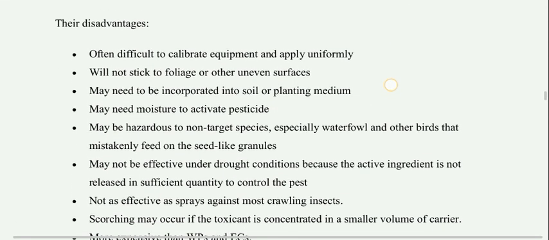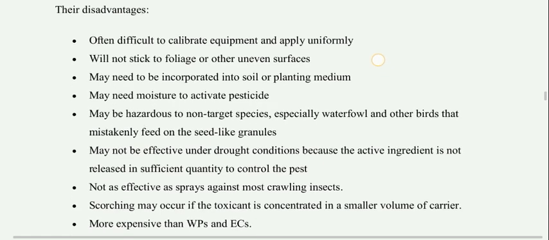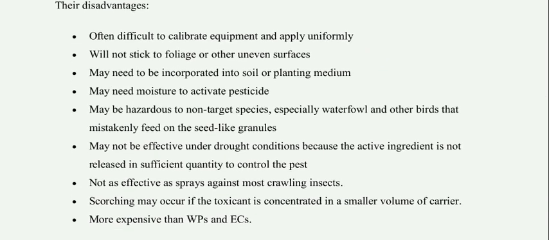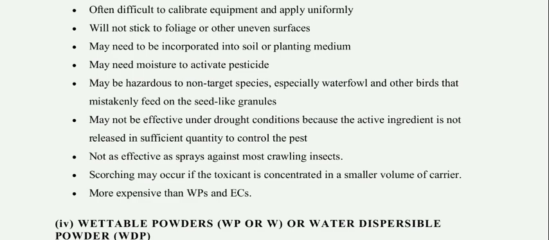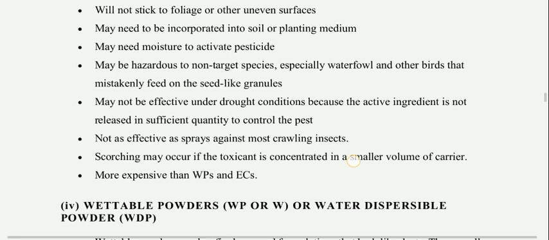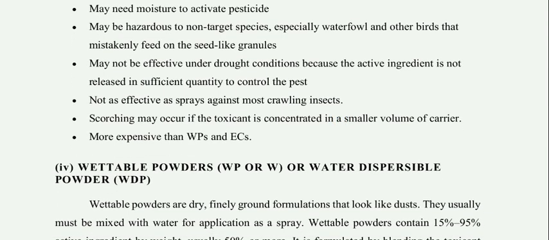Disadvantages: often difficult to calibrate equipment and apply uniformly, will not stick to foliage or other uneven surfaces, may need to be incorporated into soil or planting medium, may need moisture to activate pesticide, may be hazardous to non-target species, especially waterfowl and other birds that mistakenly feed on seed-like granules, may not be effective under drought conditions because the active ingredient is not released in sufficient quantity to control the pest. Not as effective as sprays against most crawling insects. Scorching may occur if the toxicant is concentrated in a small volume of carrier. More expensive than WPs and ECs.